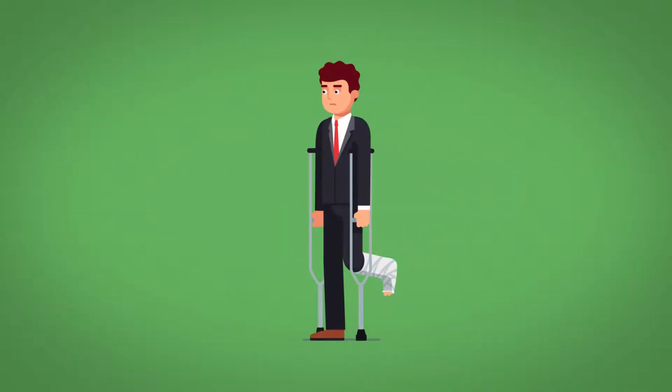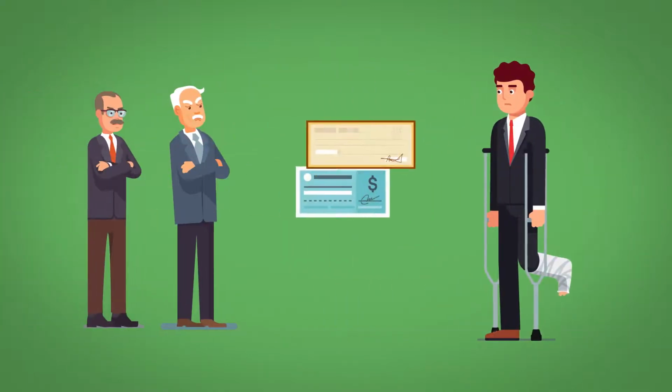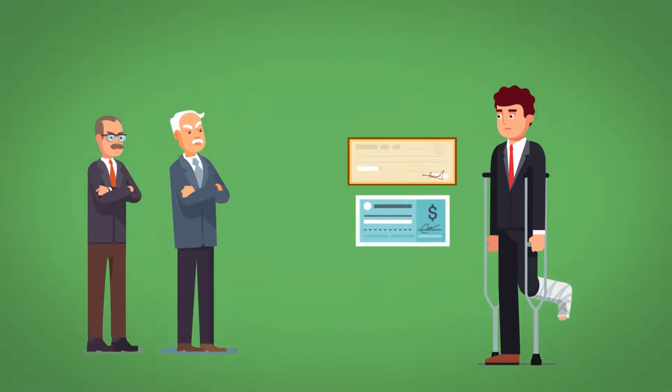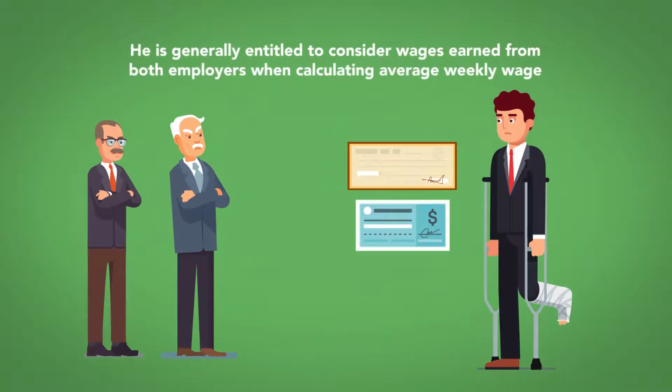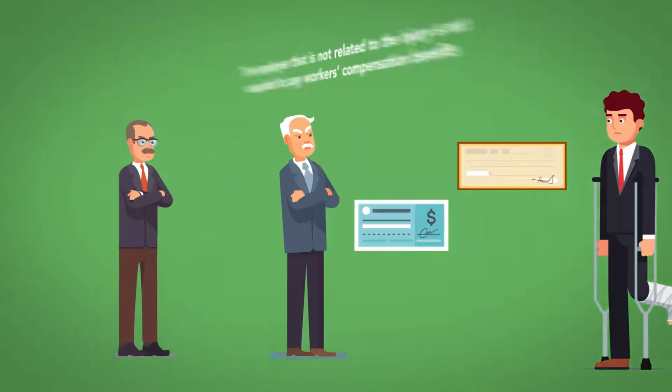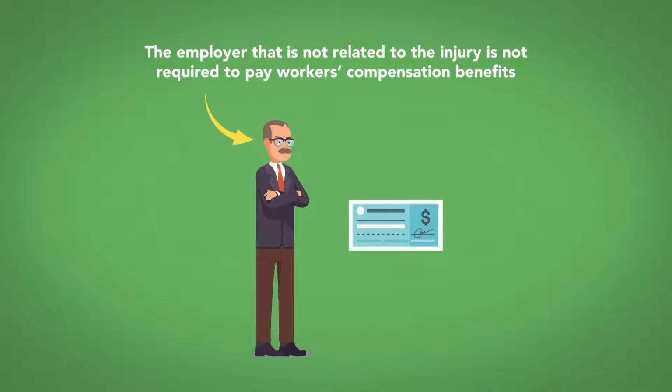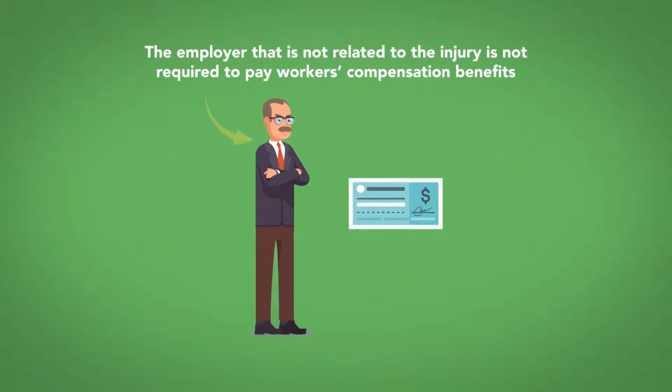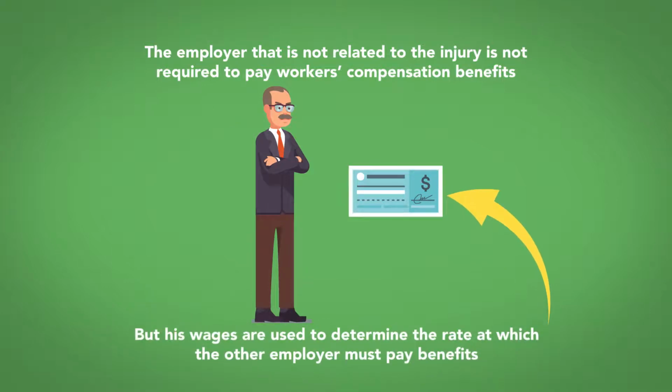If the employee earned income from more than one employer at the time of the injury, he is generally entitled to consider wages earned from both employers when calculating average weekly wage, as this would be the fairest approximation of his likely future earnings. The employer that is not related to the injury is not required to pay workers' compensation benefits, but his wages are used to determine the rate at which the other employer must pay benefits.